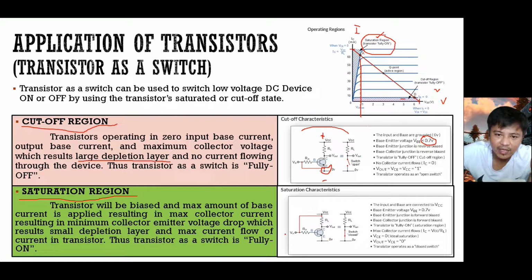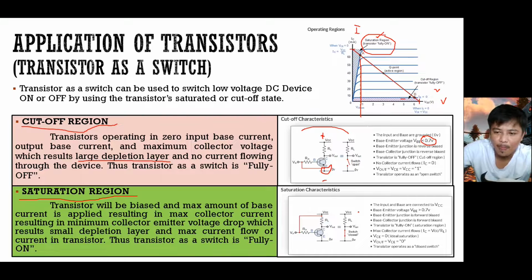But that is not an exact value, that is only just to imply and help you understand this. So as long as hindi niya nalalampasan ng 0.7 volts, naka-off state siya. Kung lumampas siya, naka-saturation region naman siya or on, fully on. So that is the function of this switch.